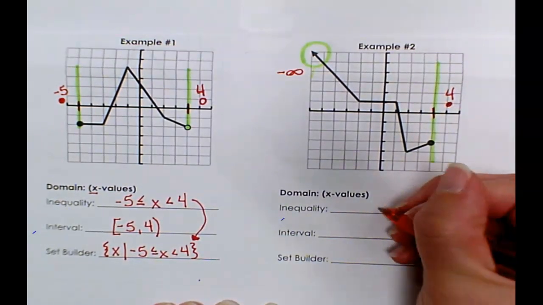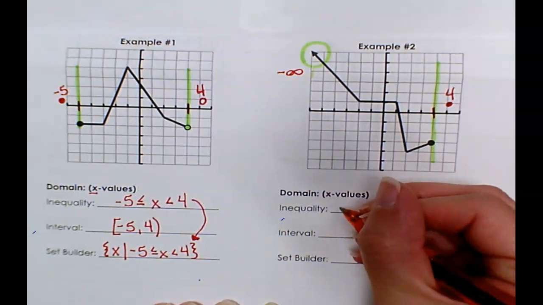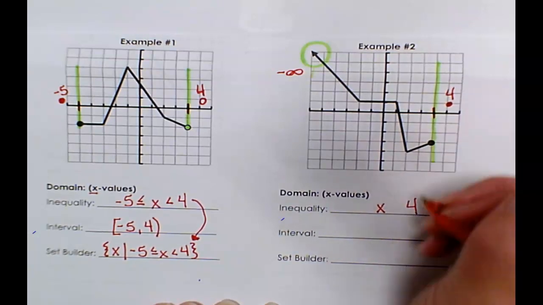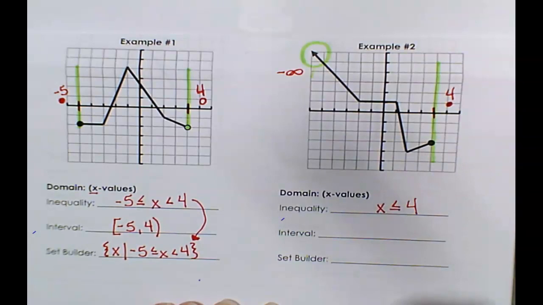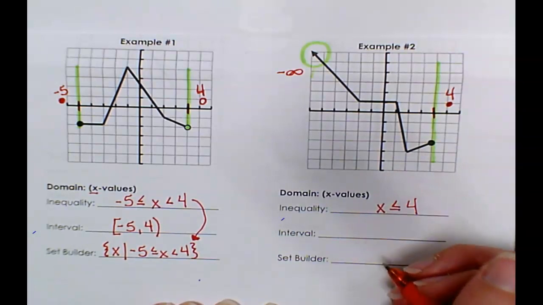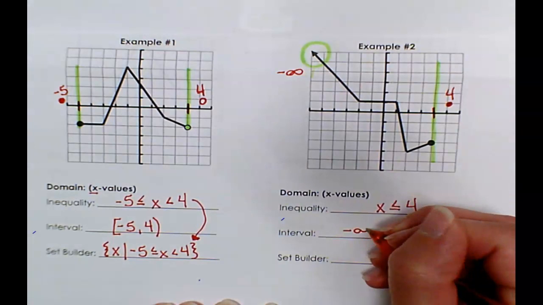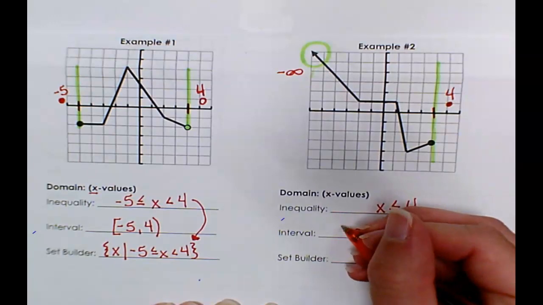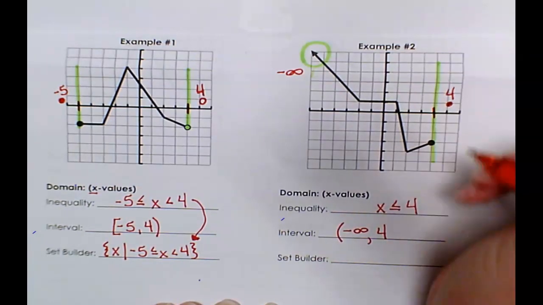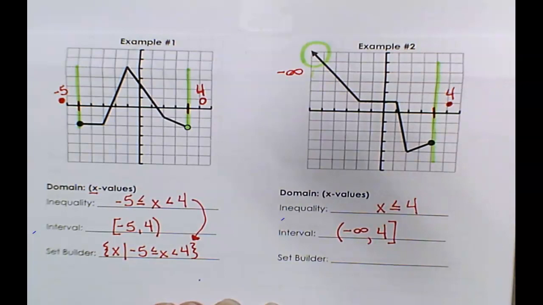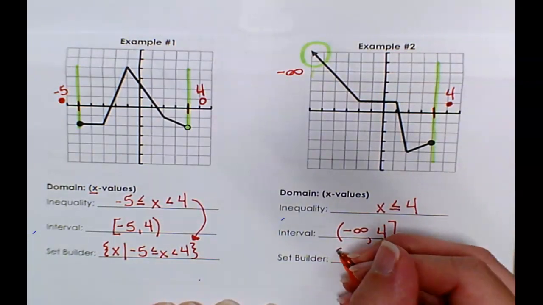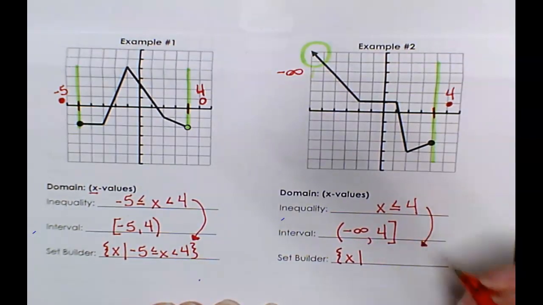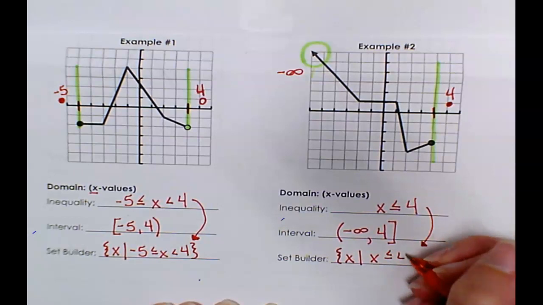So I would say that I don't have a left boundary, but I've got a boundary on the right side. Closed point means I use less than or equal to. For interval notation, the left side is negative infinity. The right side is 4. Infinity, I always use a parenthesis. Closed point, I use a bracket. Set builder notation: the set of all x values such that, and then I bring this down, x is less than or equal to 4.